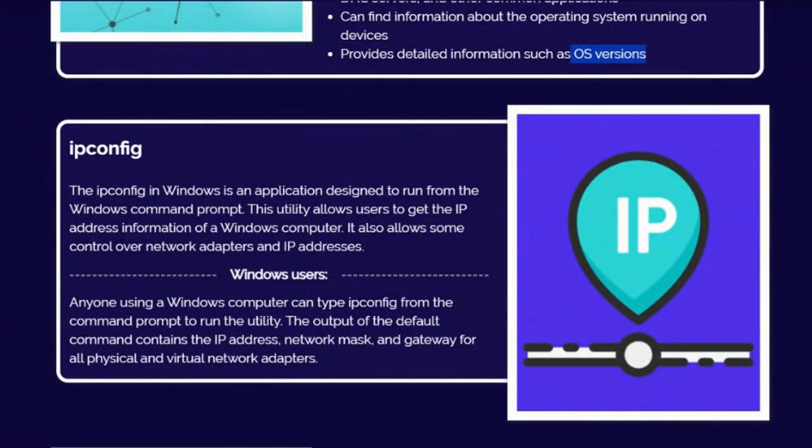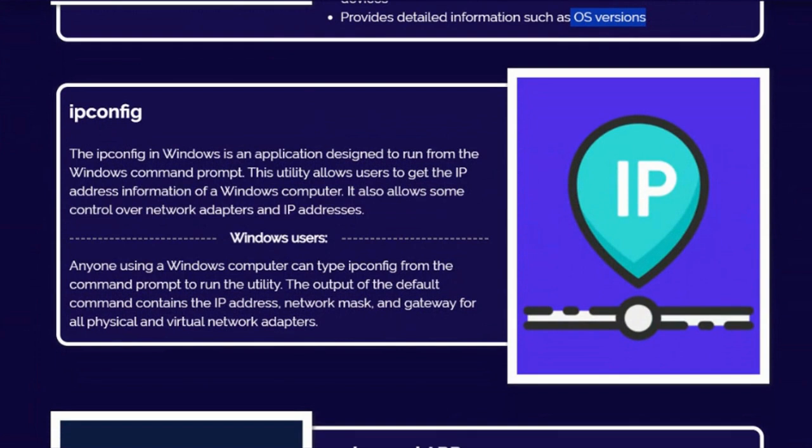Then there's ipconfig. The ipconfig in Windows is an application designed to run from the Windows command prompt. This utility allows users to get the IP address information from a Windows computer. It also allows some control over network adapters and IP addresses.